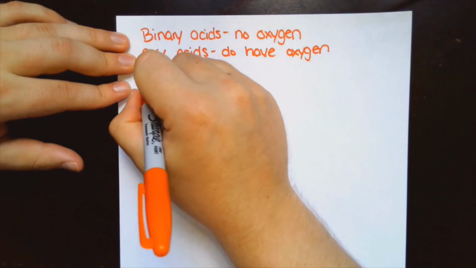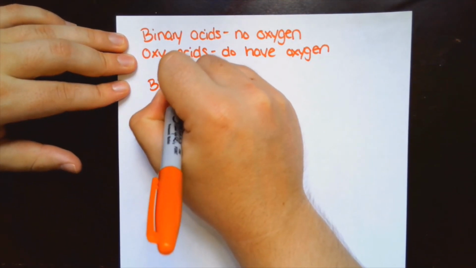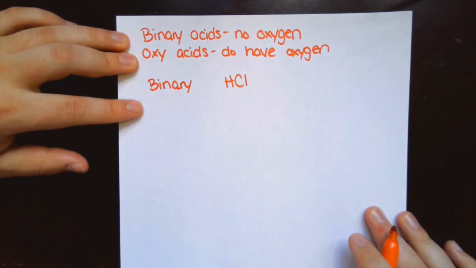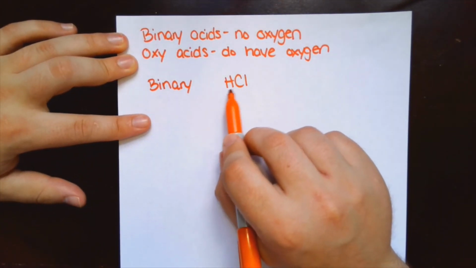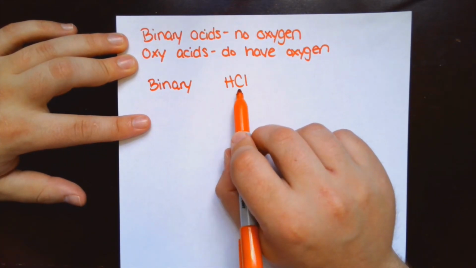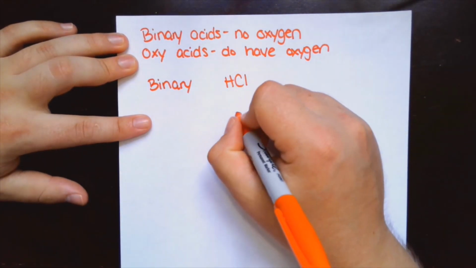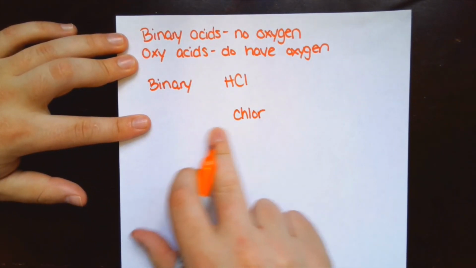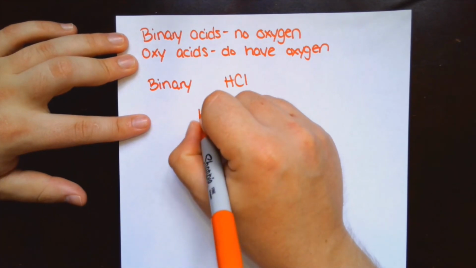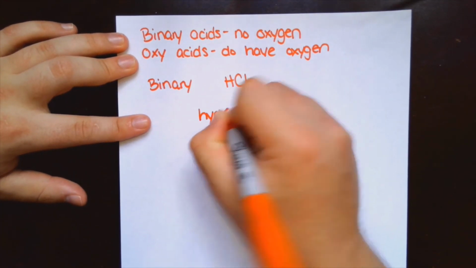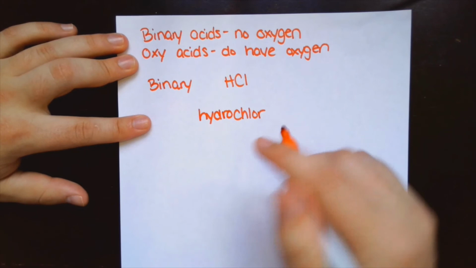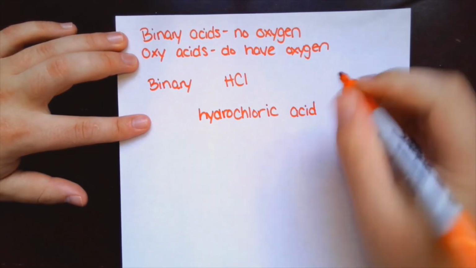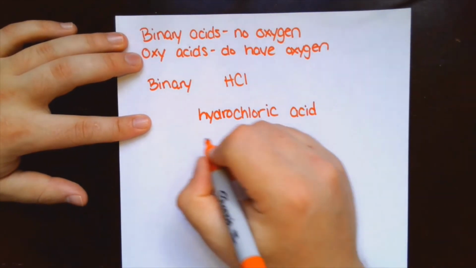So for binary acids, we'll use HCl as an example. I'm sure you've seen that molecule before. So you can start by taking whatever is bonded to the hydrogen. Right? So in this case it's chlorine, and you just use the root of that. So we say chlor. Now you need to give it a hydro prefix. Right? So hydrochlor, and give it an IC ending, and then you just put the word acid. Hydrochloric acid. Let's do one more.